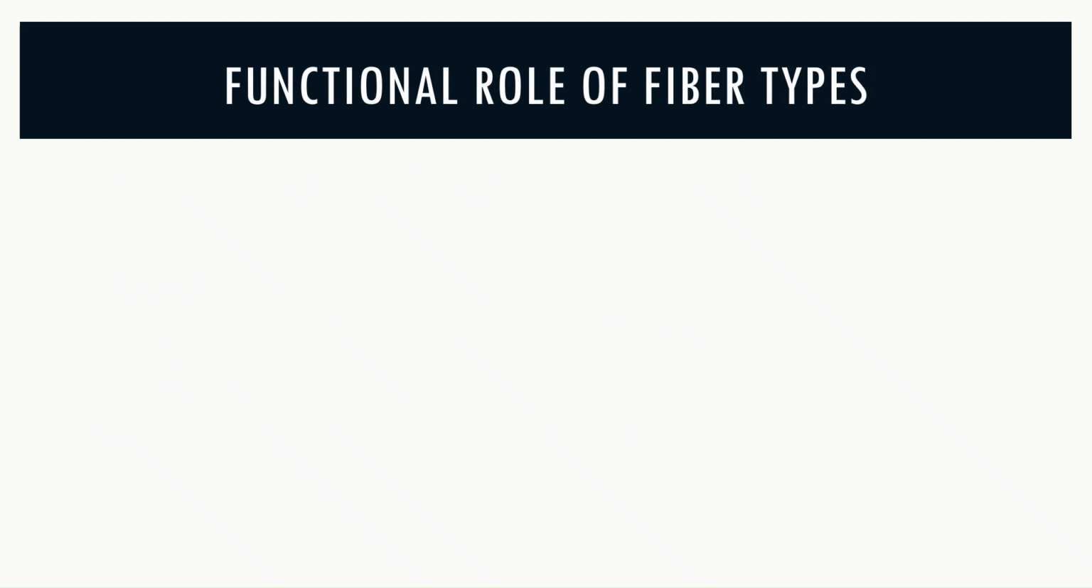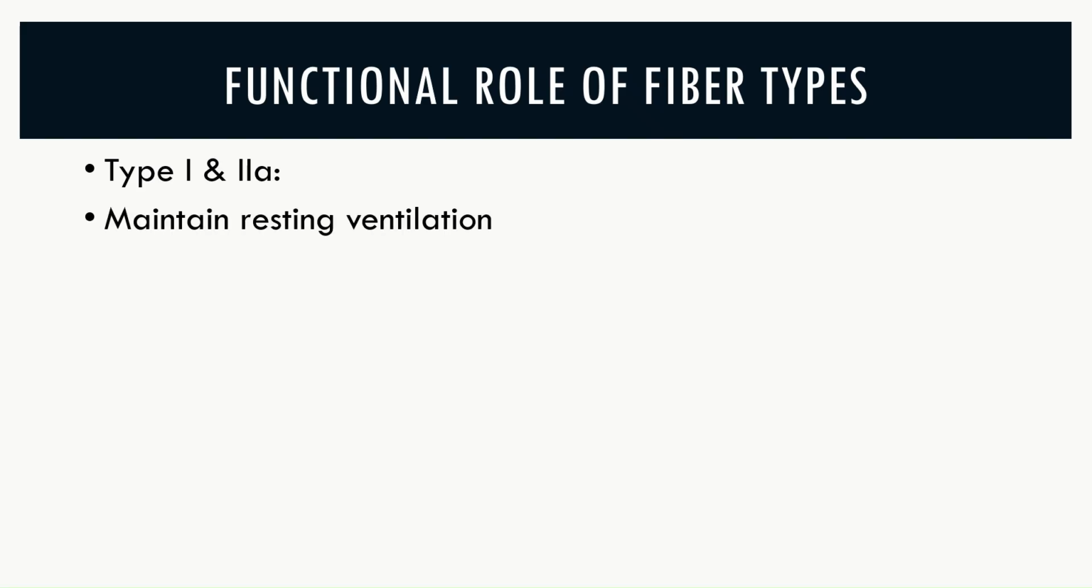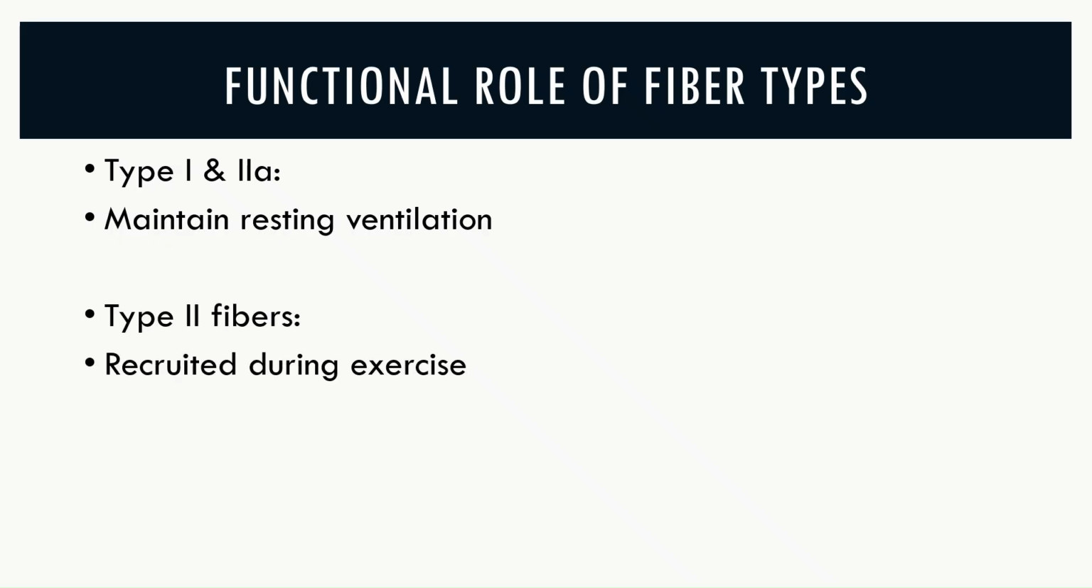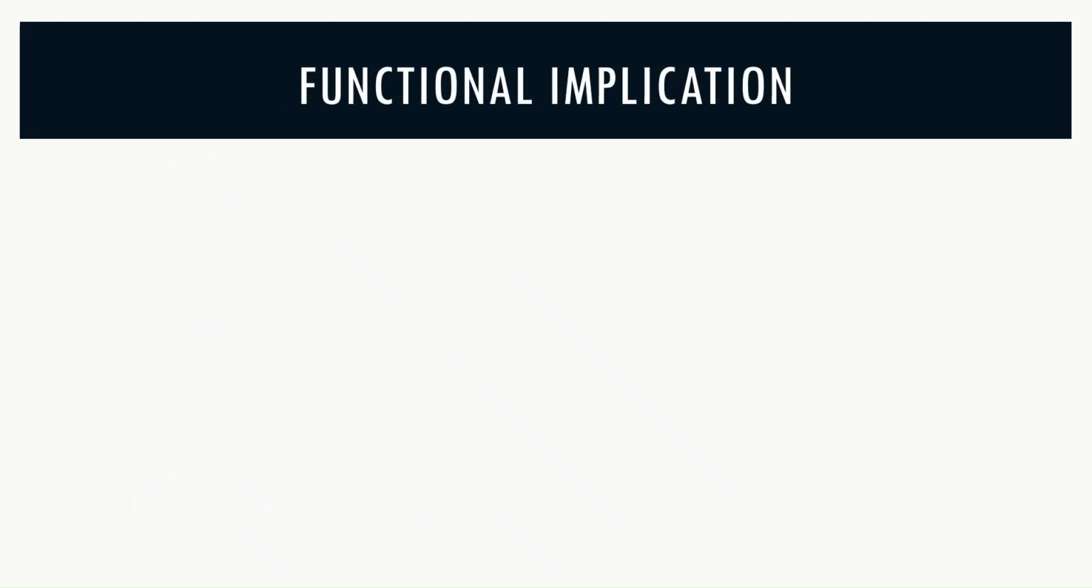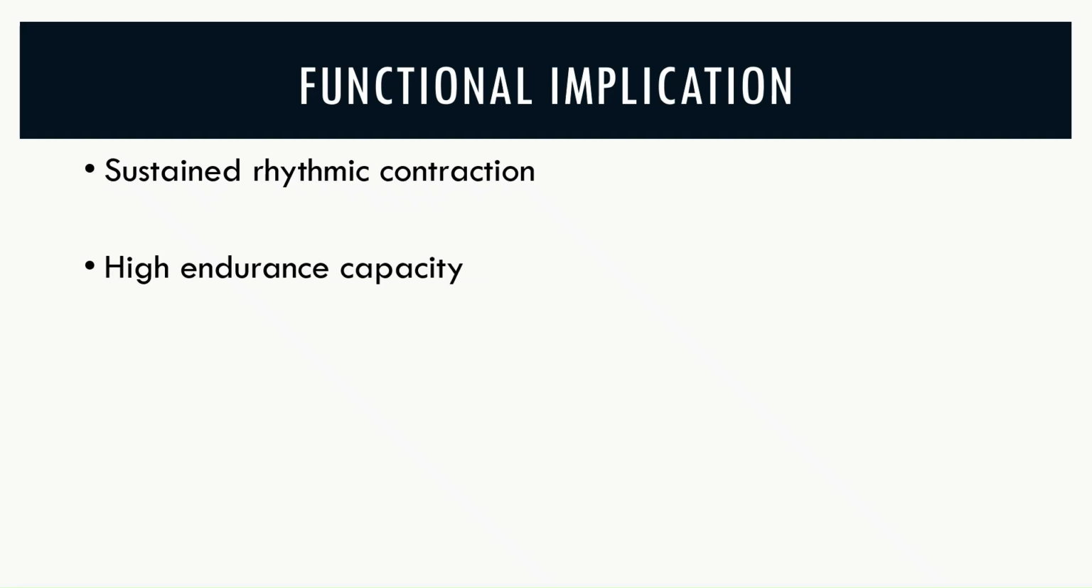Functional role of fiber types. Type 1 and Type 2A fibers support resting ventilation. During increased demand such as exercise, Type 2 fibers are recruited. Type 2X fibers generate high power outputs required for actions like coughing and sneezing. Functional implication. These structural adaptations enable respiratory muscle to sustain continuous rhythmic contraction, maintain high endurance, and efficiently utilize oxygen.